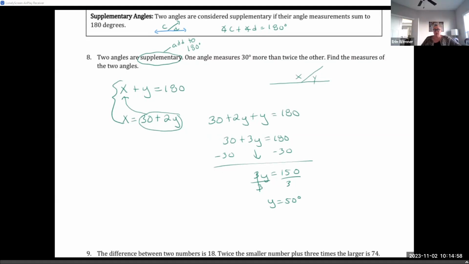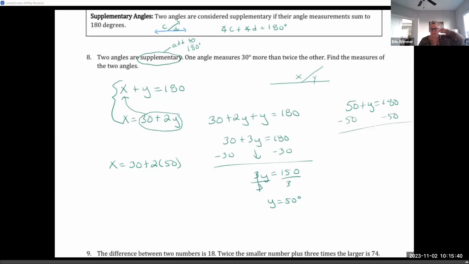All right, so we have y equals 50 degrees. So going back, we have the relationship that said x equals 30 plus 2y. So we're going to say x equals 30 plus 2 times 50. Now, one thing you can look at this and go, well, Aaron, we don't have to use that equation, right? We know that x plus y has to equal 180. So you can just subtract 50 from 180. If you look at it, we know that to be the case. We know that x has to equal 130.